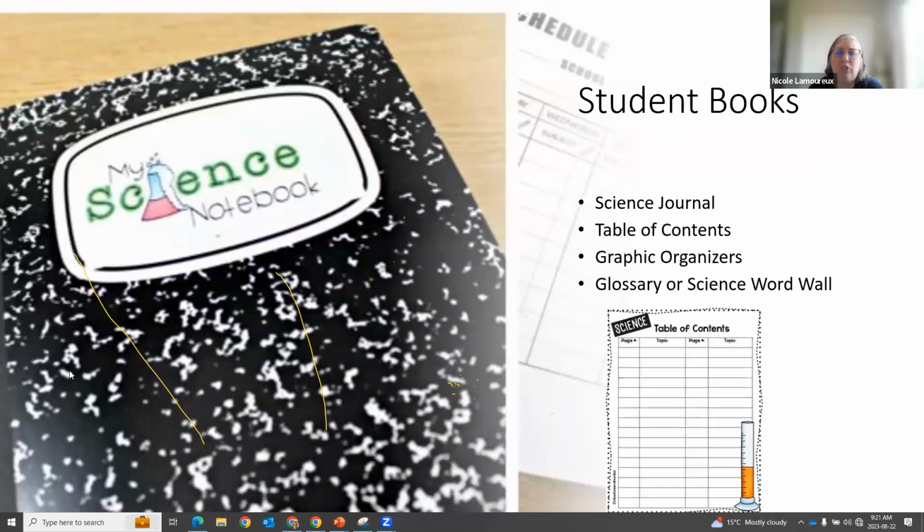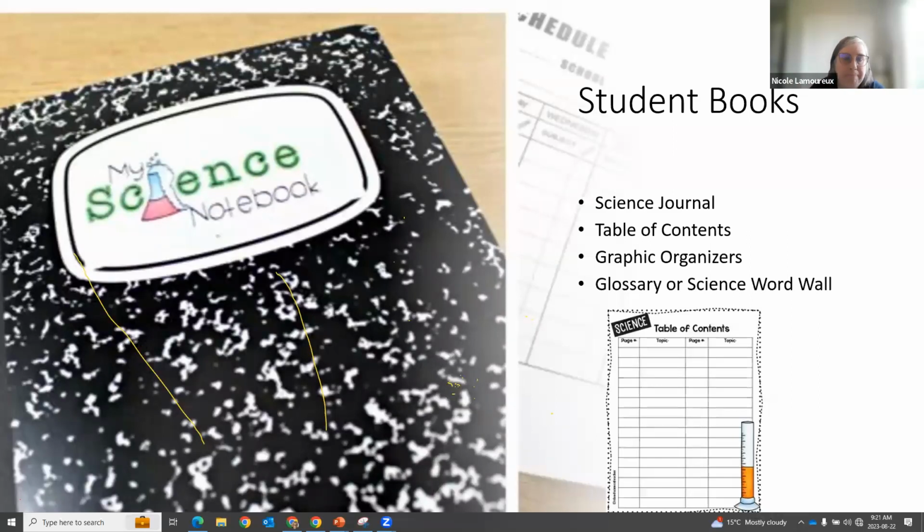Before we begin, though, I want to mention, some people ask me, do you prefer science journals? What do you think about them? I love science journals. And if you're comfortable, go for it. If not, you can use graphic organizers or have them glue in graphic organizers. If you use a journal, a table of contents always helps to keep them organized.